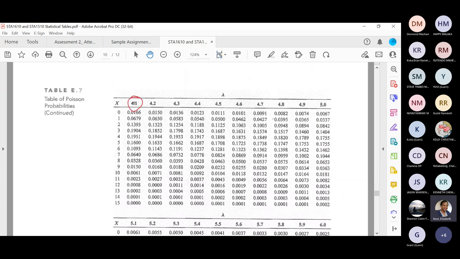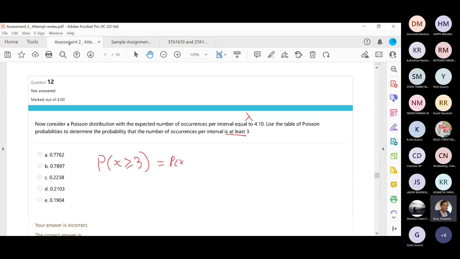And there is 4.1, and 3 is at this point. So it says at least, so it means we need to add all of these values. Can you see how many they are? Alternatively, because we cannot go and add the probability of x equals 3 plus the probability of x equals 4 plus, up until you get to the end, you can say 1 minus the probability that x is less than 3. Why x is less than 3? It is the complement of that.